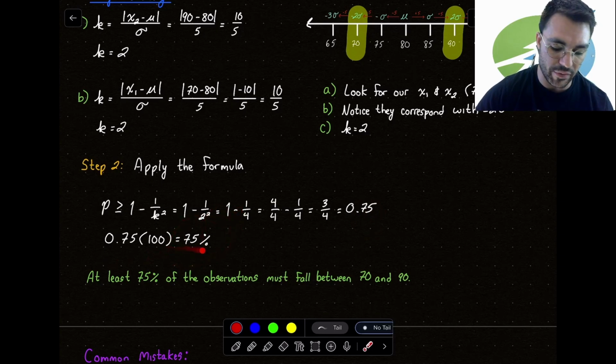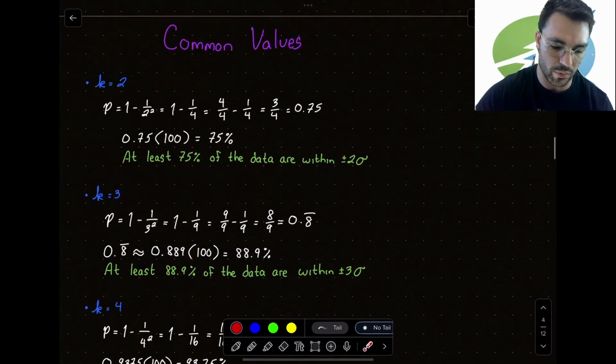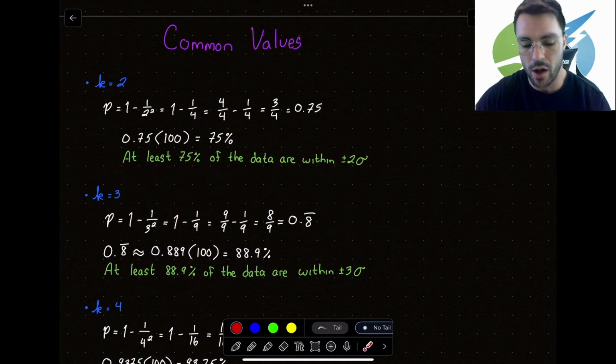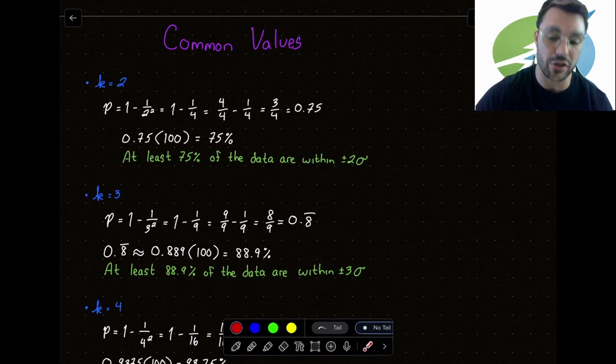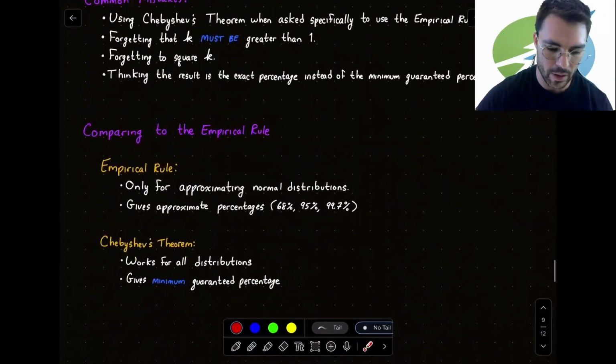So at least 75% of observations must fall between 70 and 90. Easy peasy. And we should recognize that's one of the common values we're given over here. When k equals 2, it's always 75%. Excuse me. That's something you will see very often. Okay. Easy peasy. All right.